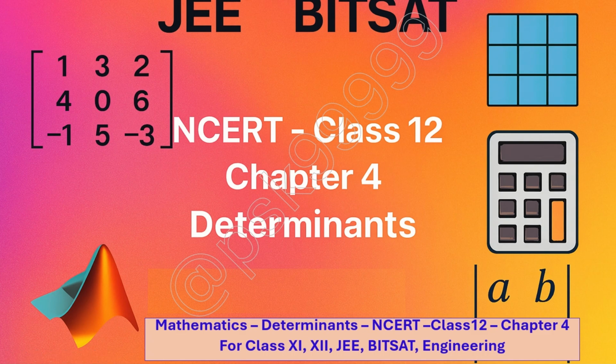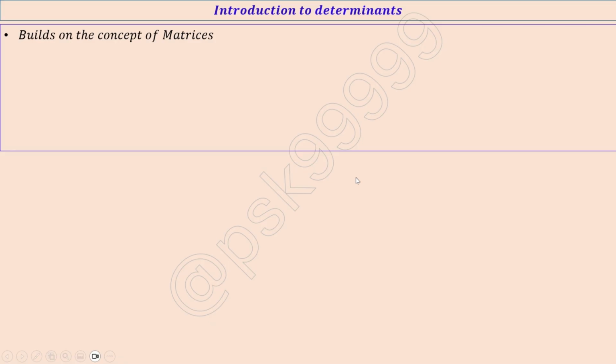Welcome to math classes. Today we'll discuss determinants, which is NCERT class 12th chapter 4. This is a kind of extension of matrices, which we learned in chapter 3. So let's get into determinants. Determinant is basically an extension of the matrices concept. It builds on the concept.